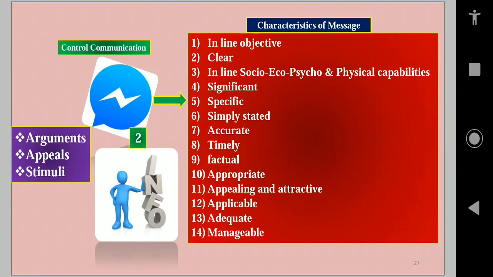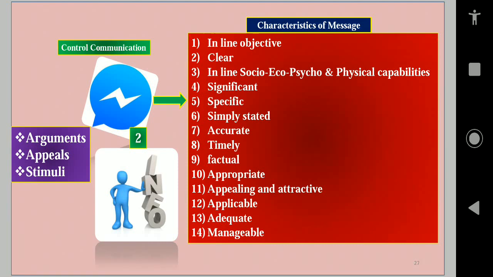Okay, what are the characteristics of message? First is inline, objective to be attained. Okay, inline, the objective should be attained in one line. Clear, the message should be clear, understandable by the audience, and in line with the mental, social, economic and physical capabilities of the audience. Okay, and it should be significant. Message should be significant economically, socially or aesthetically to the needs, interest and values of the audience.